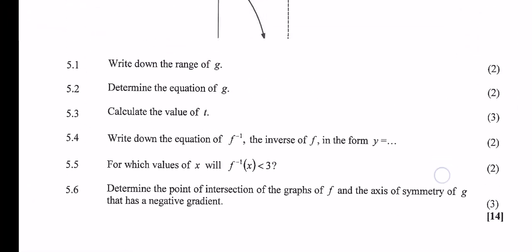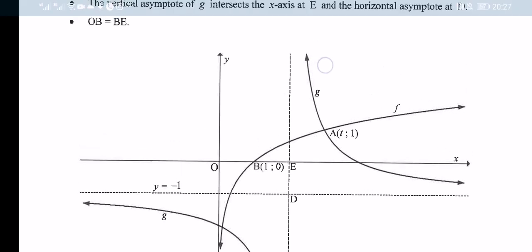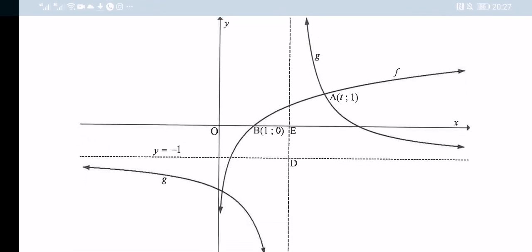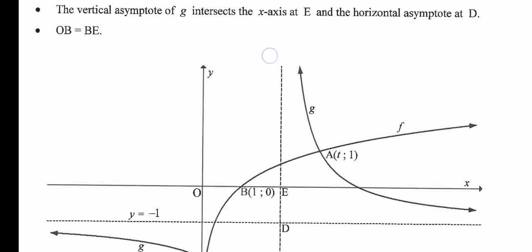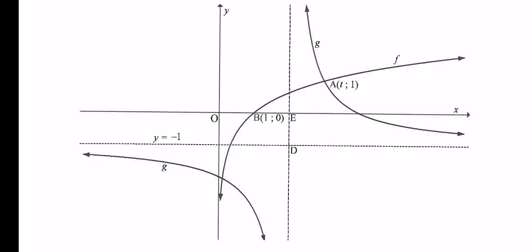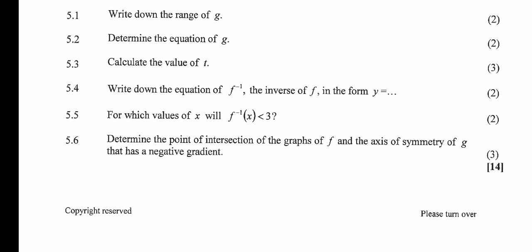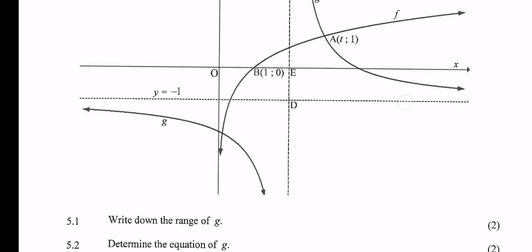Let's go back to the graph. I'll show you where it's going to pass. The axis of symmetry of G is going to pass through D, and they are telling us that it has a negative gradient. It has two axes of symmetry which pass through D. So there's one that is positive through D and one that is negative.